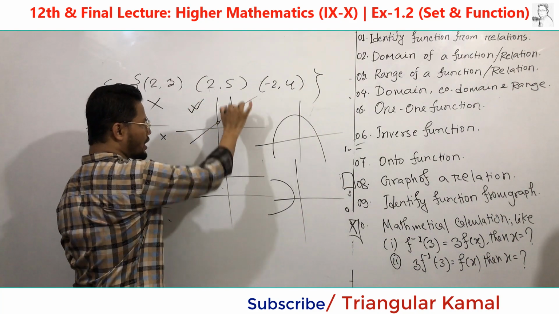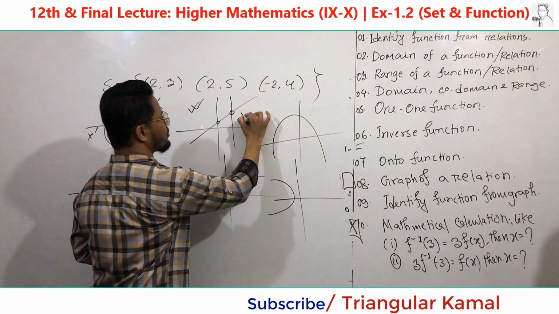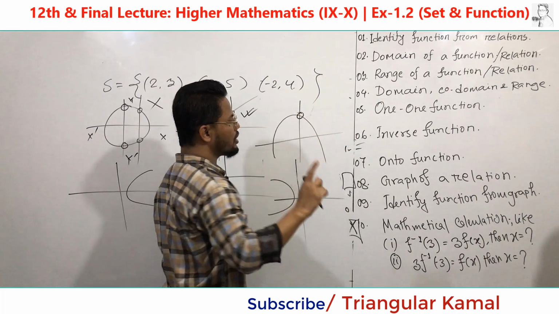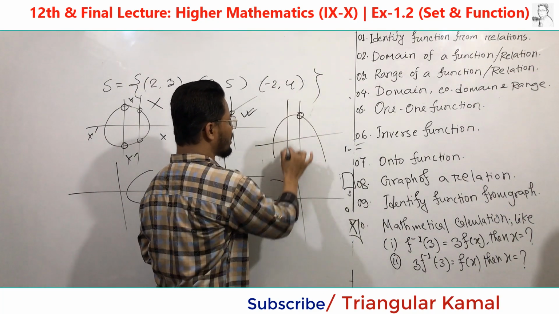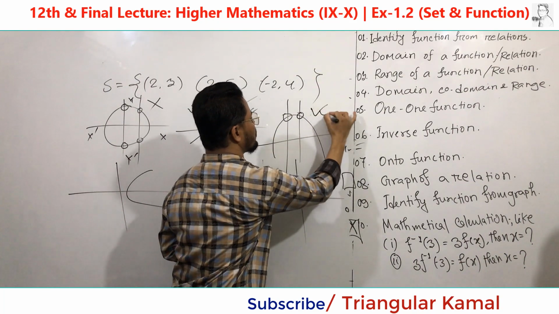Or if you draw a parallel line of y-axis, you will get here only 1 intersecting point. So this relation is a function. How many intersecting points here? Only 1. And if you draw a parallel line of y-axis, also you can see 1 intersecting point. This one will be a function.